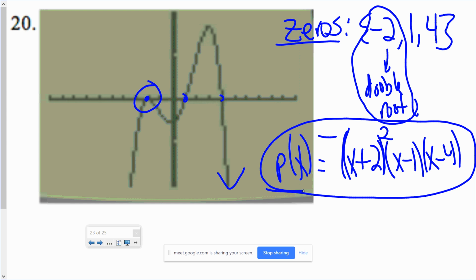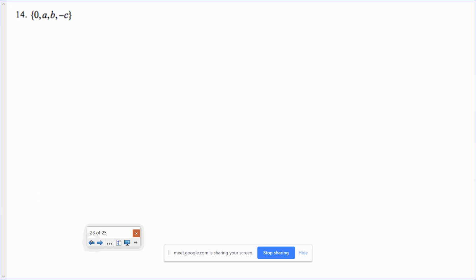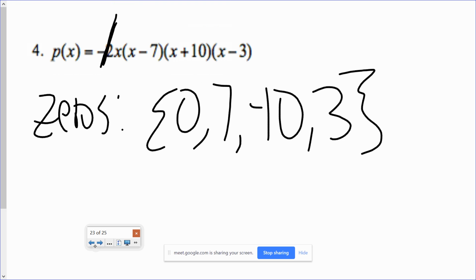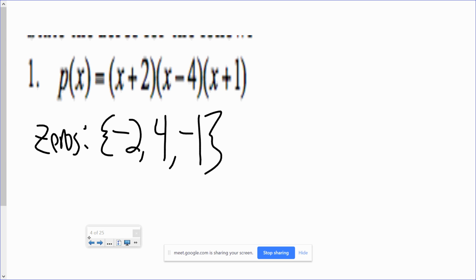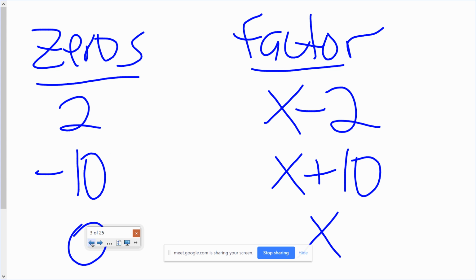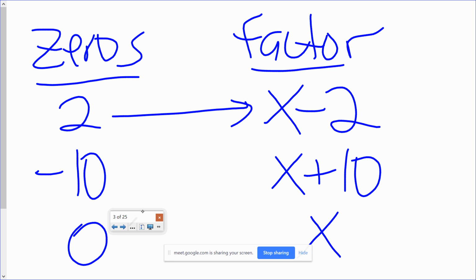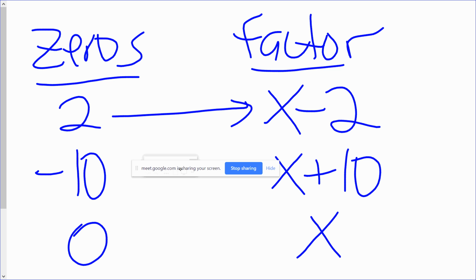So you need to link in your head factors and zeros. If you know the zeros, you know the factors. If you know the factors, you know the zeros. To go back and forth between them, you're just changing the sign. If you know that the 0 is 2, then you change the sign and put an x in front of it for the factor. If you know the factor, you're changing the sign for the 0. If the 0 is 0, then the corresponding factor is x. And again, that goes backwards as well.